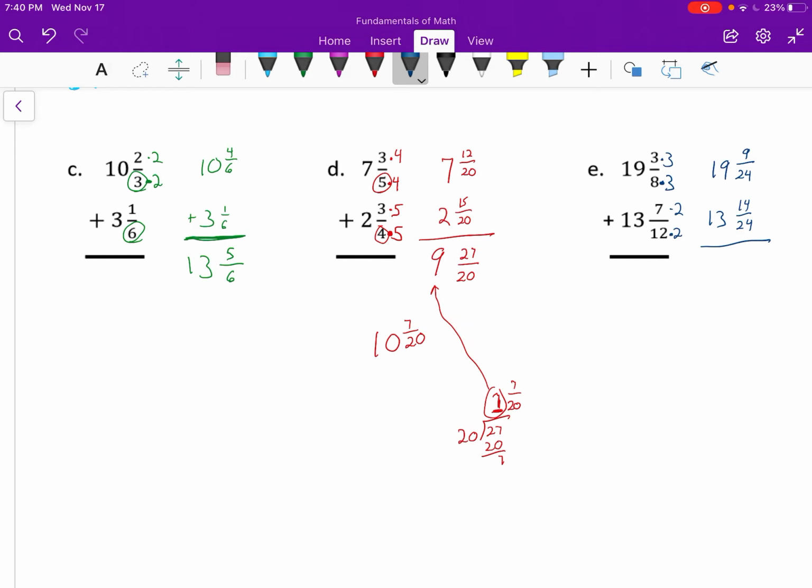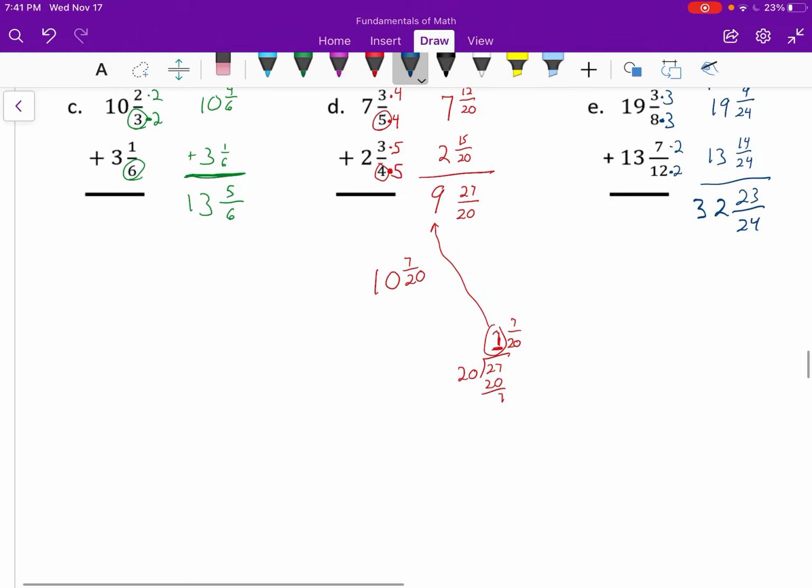Combining those, 9 plus 14 is 23 24ths. 19 plus 13 is 32. And 23/24. That fraction there is fine. So that is our answer, 32 and 23/24.